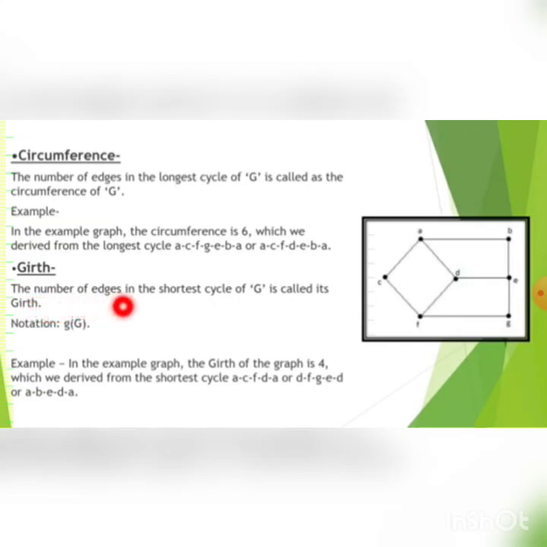Girth. The number of edges in the shortest cycle of G is called its girth. It is denoted by small g of capital G. In the example graph, the girth of the graph is 4, which we derived from the shortest cycle A to C, then C to F, then F to D, then D to A, or D to F, then F to G, then G to E, then E to D, or A to B, then B to E, then E to D, or D to A.